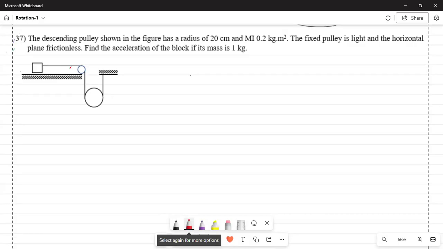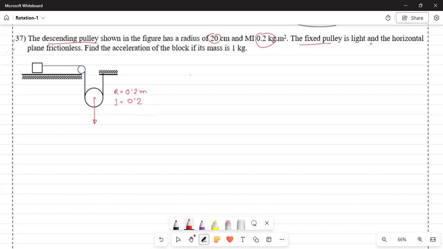Now, the problem says the descending pulley. That means it is already mentioned that this pulley is descending. It has a radius of 20 centimeters and a moment of inertia of 0.2 kg meter square. That means this is a heavy pulley, and it is a part of the system. Its radius is 20 centimeters, that means 0.2 meter, and the moment of inertia is also 0.2.